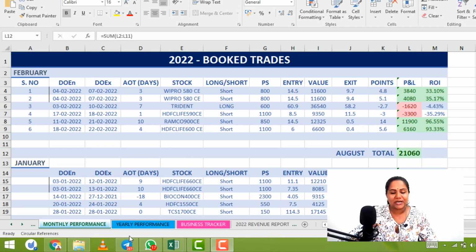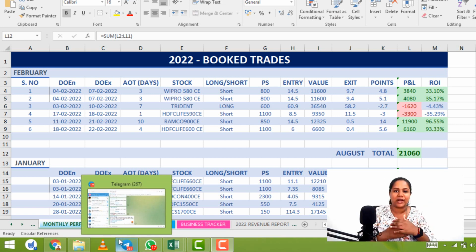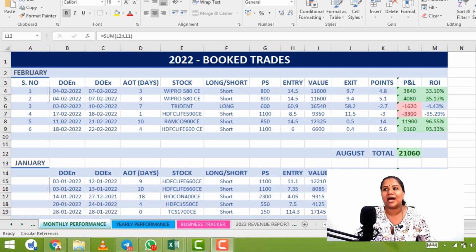So what I do is I normally maintain an Excel sheet where I track my trades. It helps me understand how much return I have been able to book, how much loss I have been booking, and how well I'm progressing with my trading journey. I also share this Excel sheet with my students who take my class and learn my trading system.